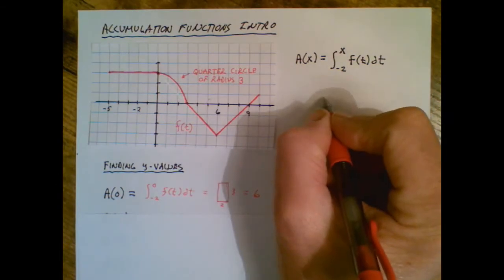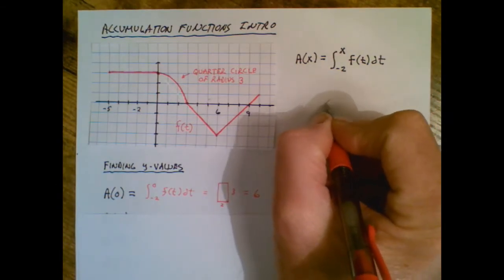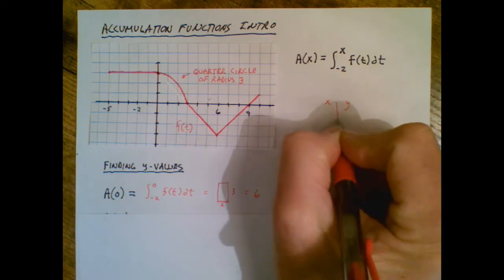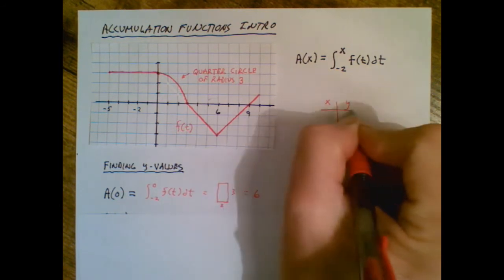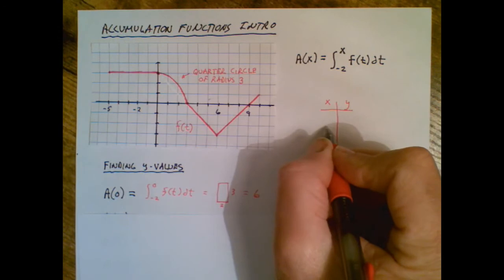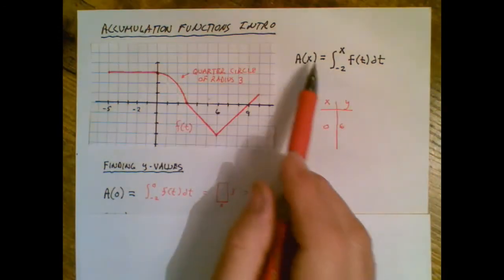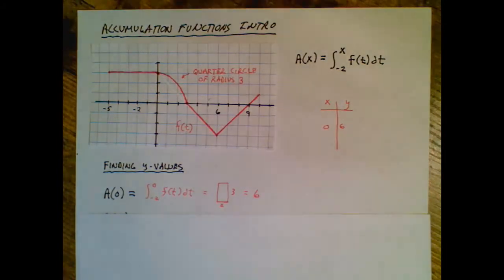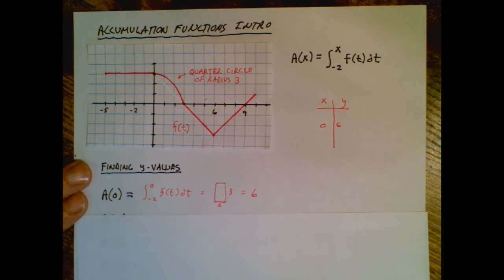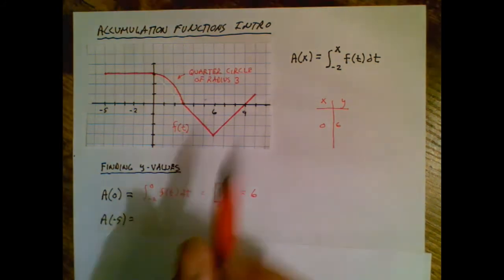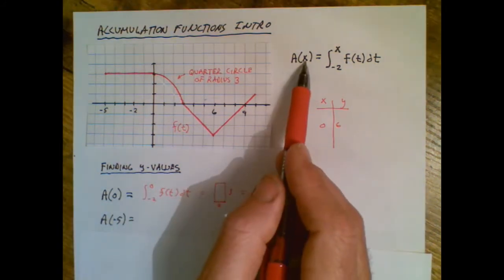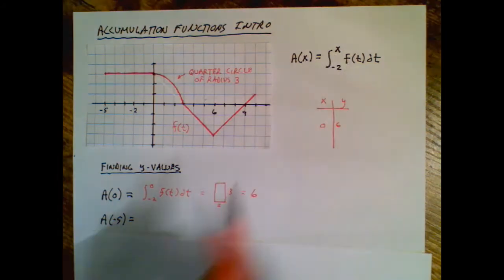Or in other words, if I felt like it, I could start making a t-chart, and if x equaled 0, y would equal 6. We've plugged in a 0, gotten out a 6. So a different operation, but really the same thing you've always learned with functions. Let's look at the next one, A of -5. That means we're putting a -5 there, which means a -5 goes there.